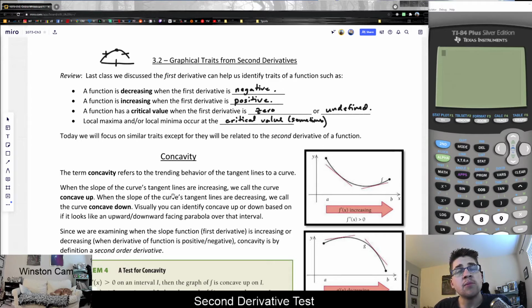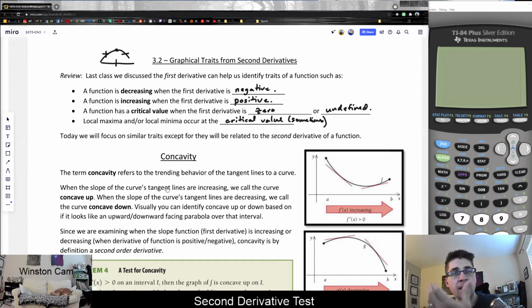So a new term, or a term that a lot of people are not familiar with, is what's called concavity. The concavity of a curve describes its shape. One of the ways you can think about it is in terms of a parabola. A parabola is either upward facing, looking kind of like that, or downward facing, looking kind of like that. You can keep that idea to remember.